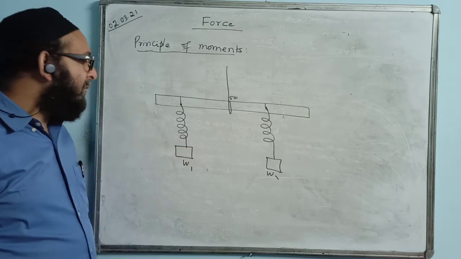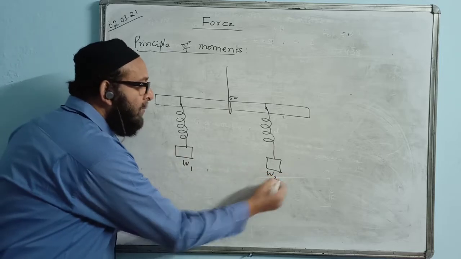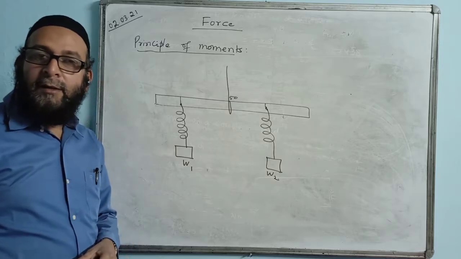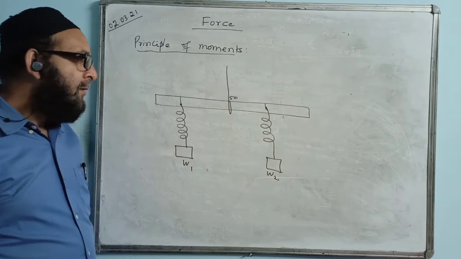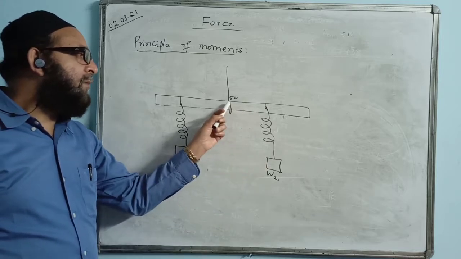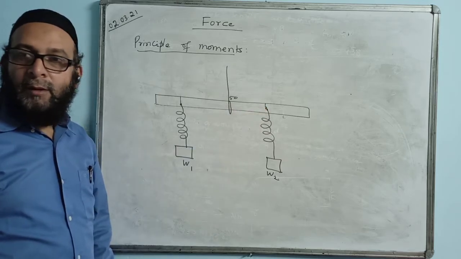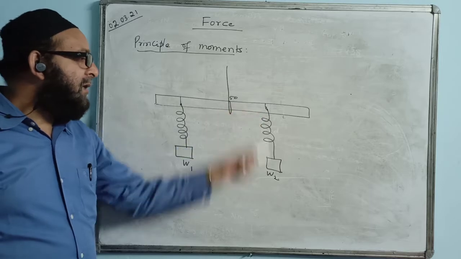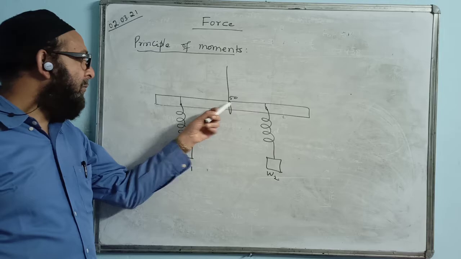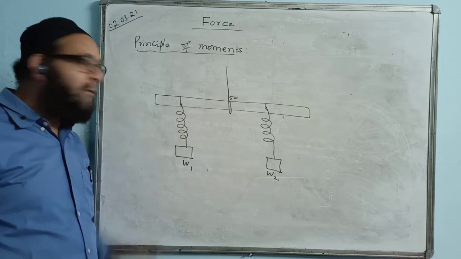Then they may ask a question: which of the weights is bigger, W1 or W2? What is your answer? Which one is bigger? Why? W2 is closer to the 50 cm mark, closer to the pivoted point. When the distance is less, the force will be more. Since the distance is less, that's why W2 will be more than W1. And here the distance is more from the pivoted point, that's why it will be smaller. We say W2 is bigger than W1.